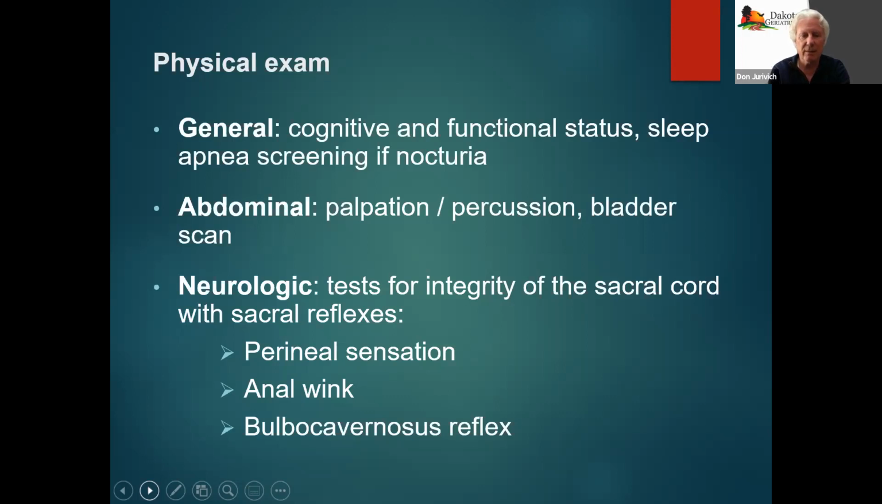In terms of the abdominal exam, you can do a bladder scan, is what we do. The old-fashioned way is to percuss up from the pubic symphysis to the umbilicus. By doing that, you can hear changes in percussibility, and that can indicate a distended bladder. And then in terms of neurologic tests, we'll talk a little bit about the sacral cord, sacral reflexes. Again, this requires a physical exam where the sun don't shine, and we'll show you those in the next slide here.